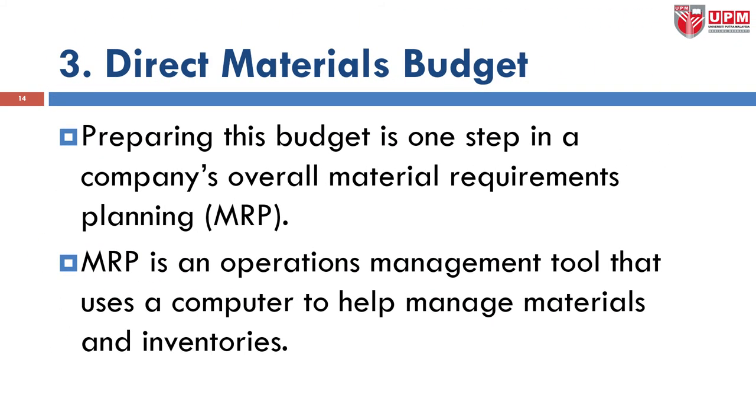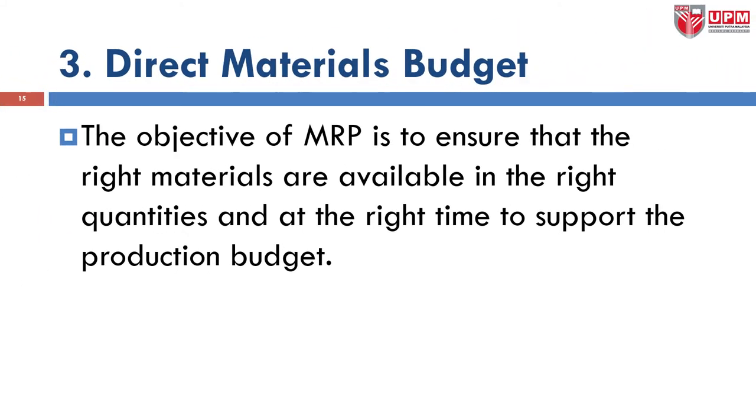Preparing this budget is one step in a company's overall material requirement plan, known as MRP. It is an operations management tool that uses computers to help manage materials and inventories. The objective of having MRP is basically to ensure that the right materials are available in the right quantities at the right time. You want to have the right amount at the right time to support the production budget.